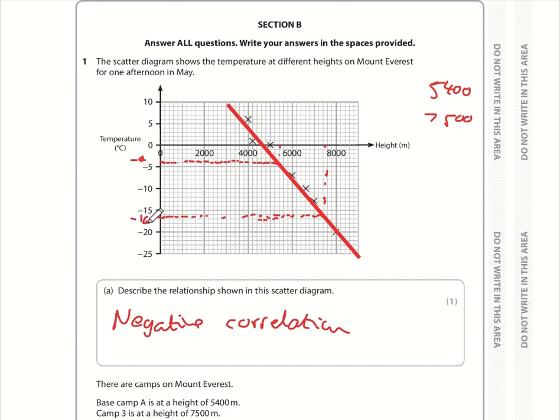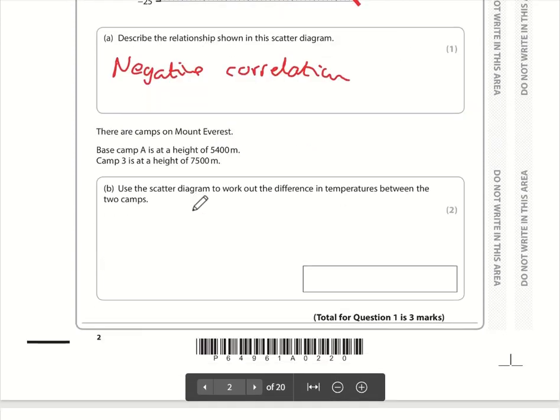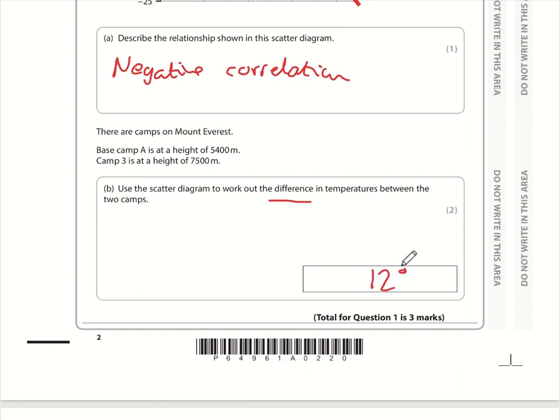So what's the difference between -16 and -4? That is a difference of 12 degrees. So that's what we're after. The difference in temperature is therefore 12 degrees.